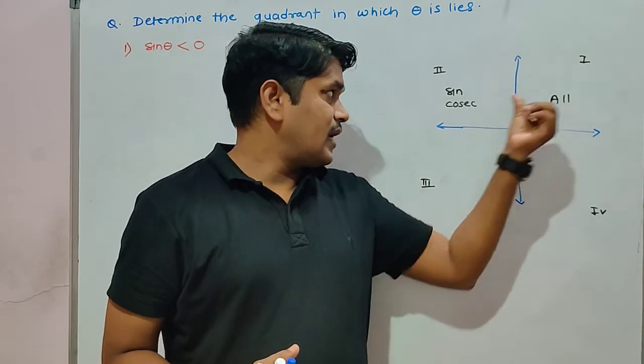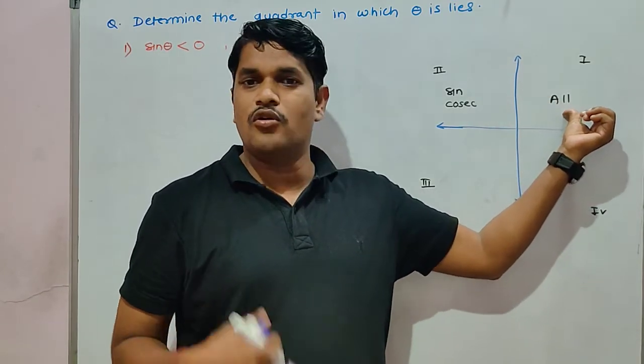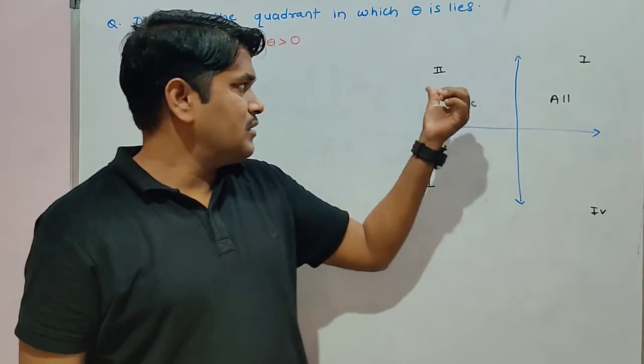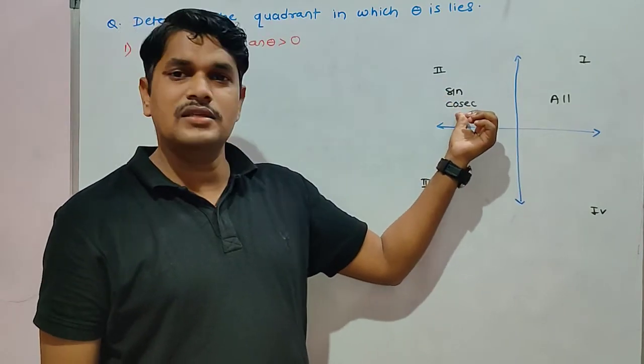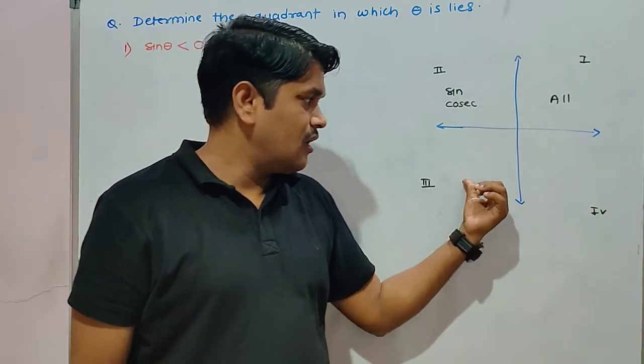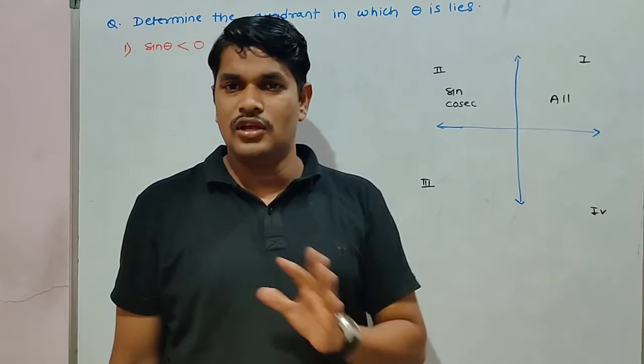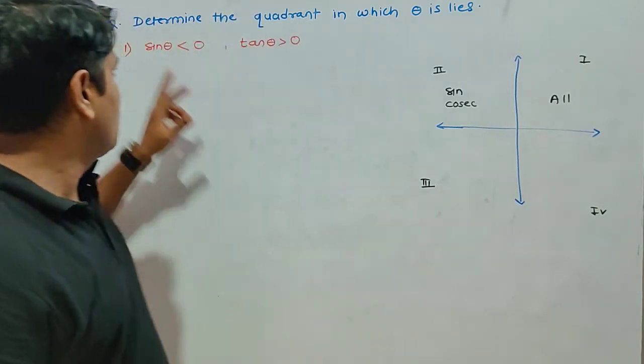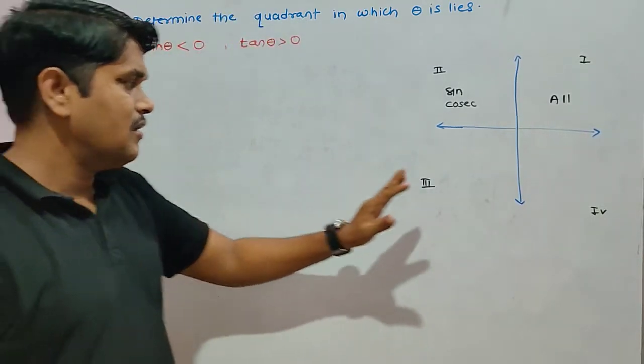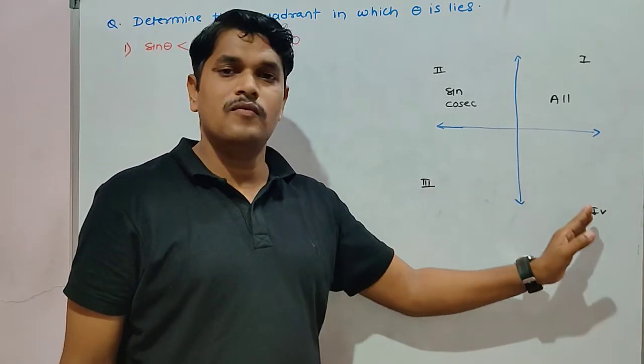We know that sin theta is positive here. In the first quadrant everything is positive. Then in the second quadrant sin theta is again positive, but in the third and fourth quadrant sin is negative. So we can say here the theta lies in either the third quadrant or the fourth quadrant.